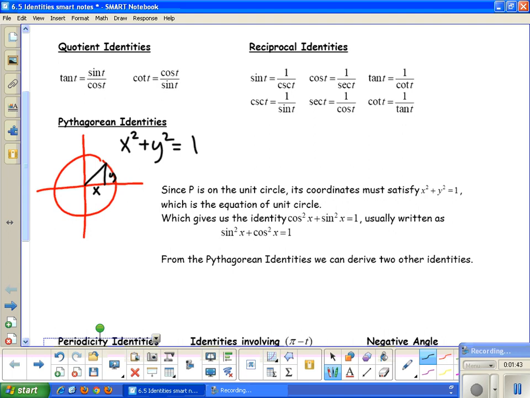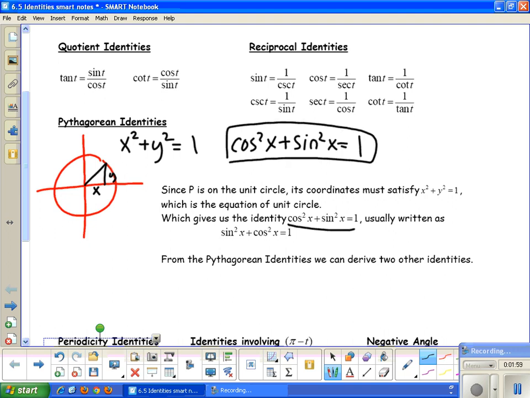So remember we said that cosine was equal to the x value, sine is equal to the y value, so because of that we can get cosine squared x plus sine squared x is equal to 1. So this right here is an identity, which is also written here. Usually it's written as sine squared x plus cosine squared x equals 1. It doesn't really matter how you write it, but you'll see a lot of people usually write it like this. Now, from that, we can derive two other identities.